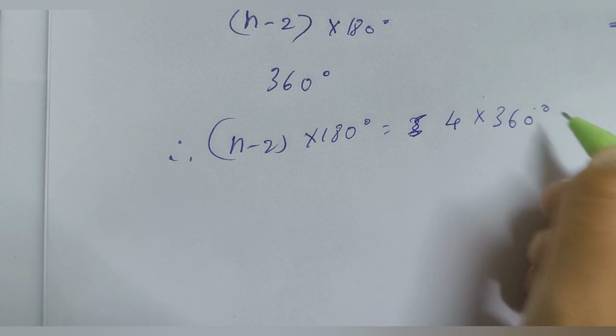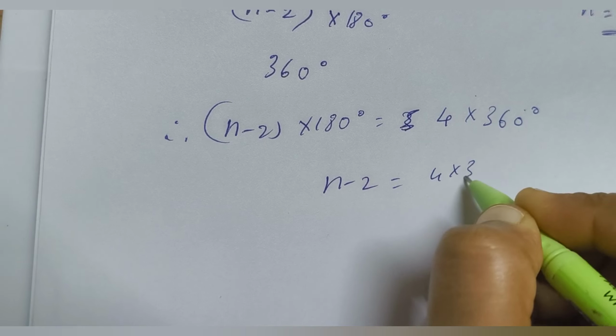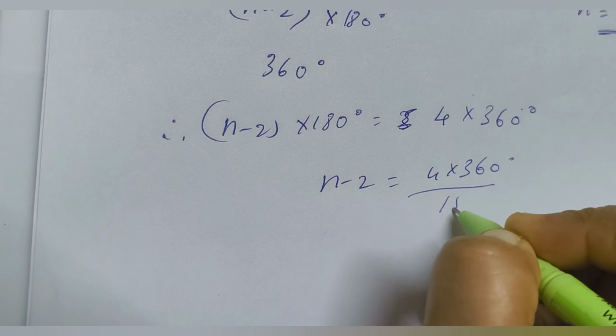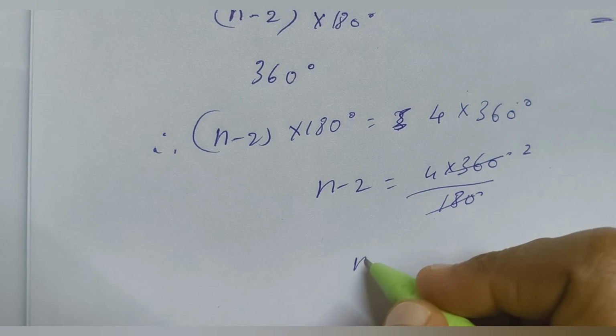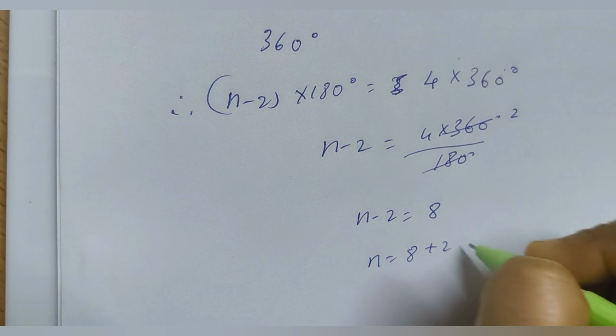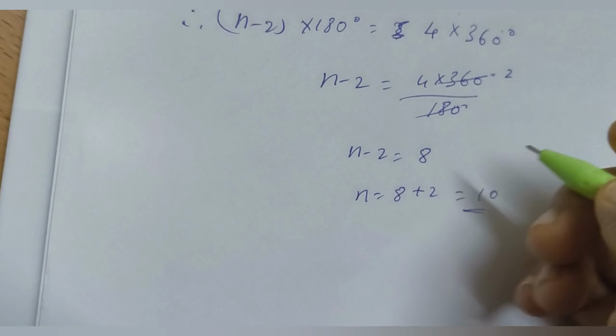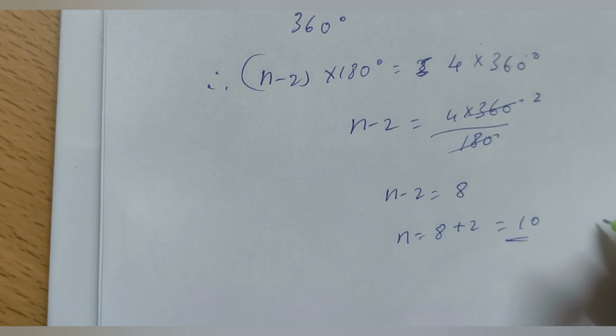So here we can consider that the sum of all the interior angles of the regular polygon is 4 times the sum of all its exterior angles. So n minus 2 into 180 degrees is equal to 4 into 360 degrees. By simplifying we get n minus 2 as 8. So n is equal to 8 plus 2, that is 10. The number of sides is 10, which means it is a decagon. So option 4 is correct.